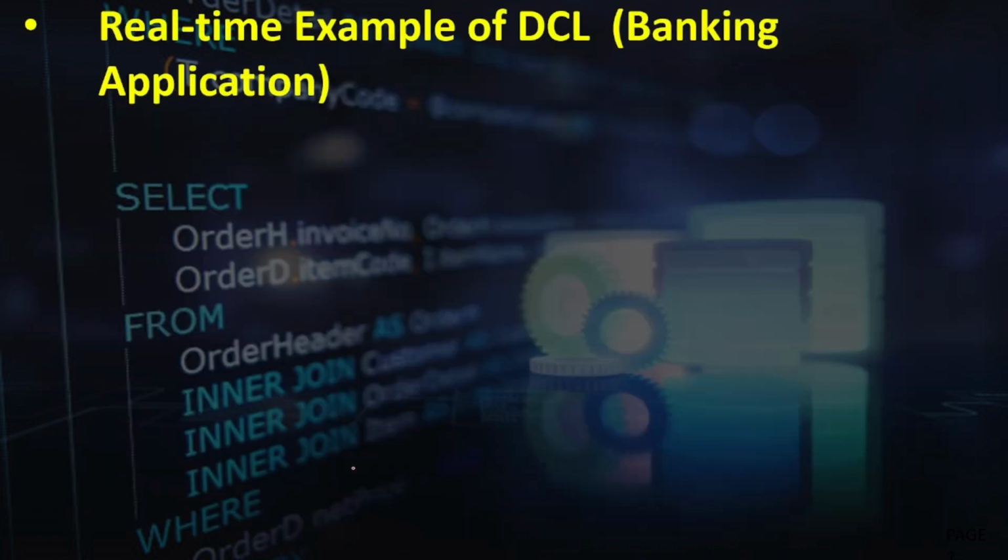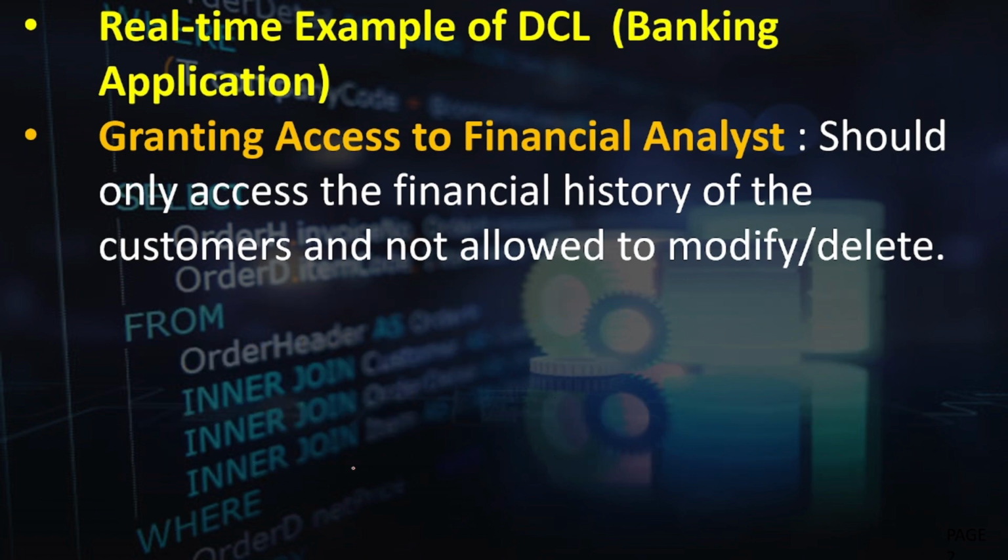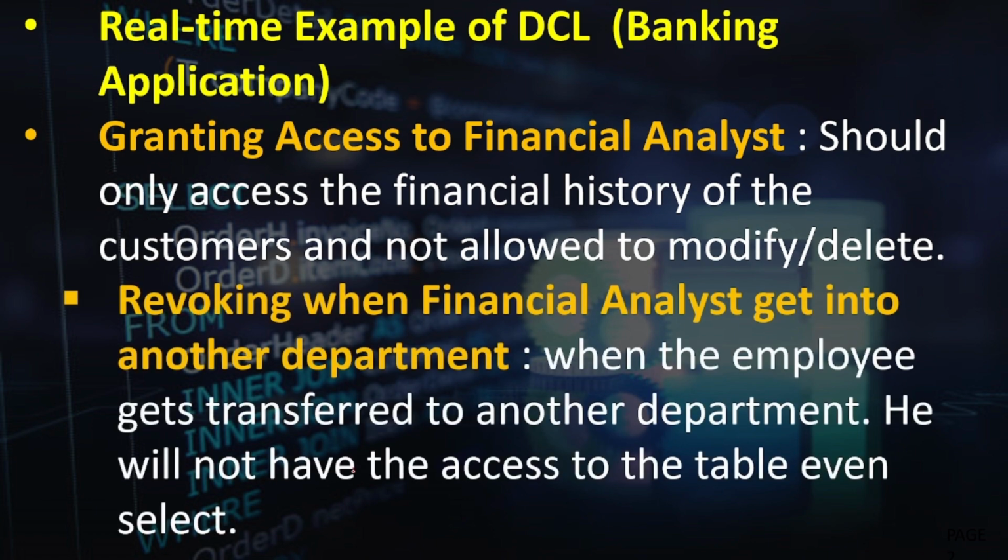The first example that we take is a banking application. In a typical banking application there are many employees working for the bank, and there is one post called financial analyst. The financial analyst needs customers' data based on which he can do some sort of analysis. But the point to be noted here is that he only needs access to the data, but he cannot modify or delete it. So on the customer table you can grant only SELECT to the financial analyst, where he can only select the data but he cannot perform other operations like modify or delete.